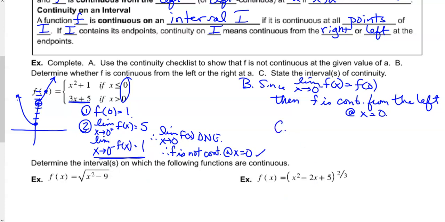So part C says, once we know that, then we need to state the intervals of continuity. So from negative infinity all the way up to 0 here, I'm going to include 0 on this side, but then I'm going to union from this side. From 0 to infinity, we have discontinuity. So we're not including that endpoint at that place. So we're going to go negative infinity to 0, union 0 to infinity, would be my interval of continuity.